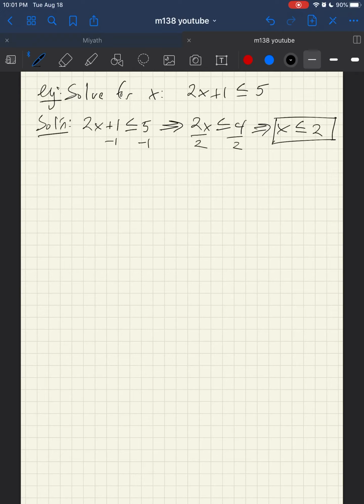One thing we can do, and I mentioned this in class last time, but I don't think I put this on the YouTube video, is list this as negative infinity up to 2. What this is saying is x is bigger than or equal to negative infinity, which all real numbers are, and less than or equal to 2. So this is another perfectly correct answer.